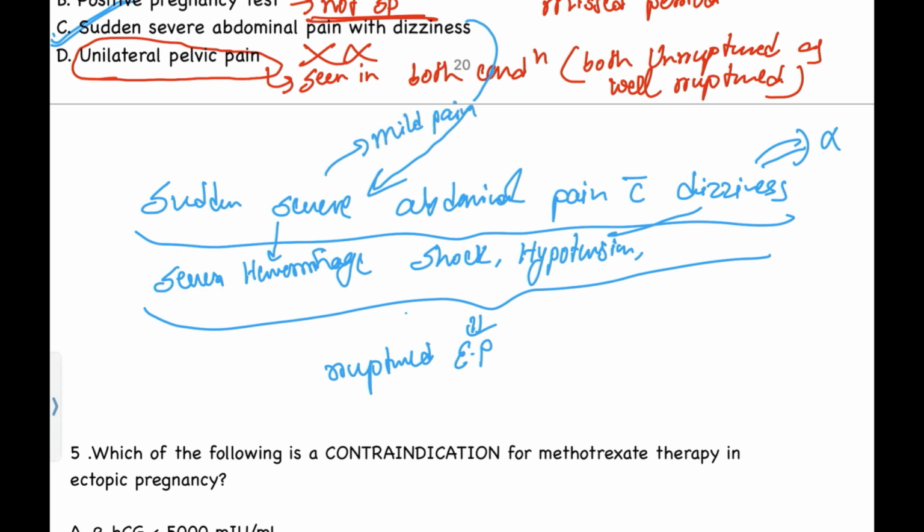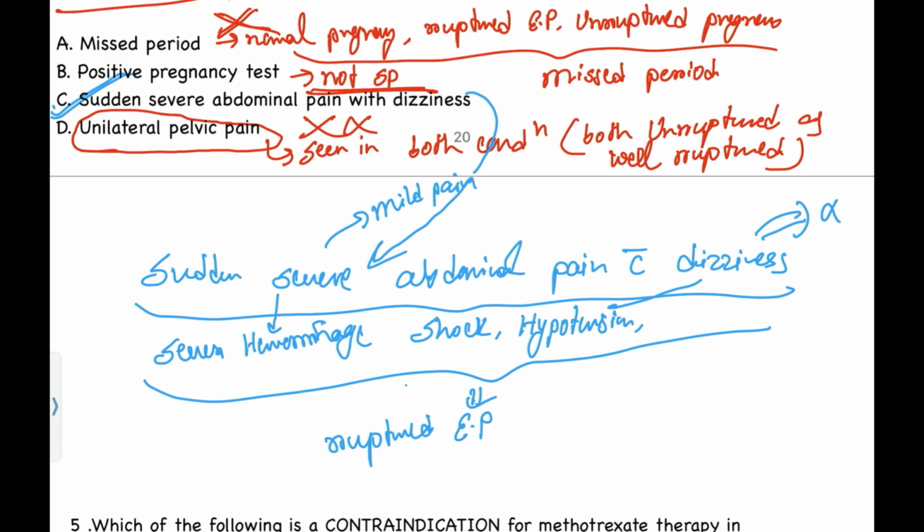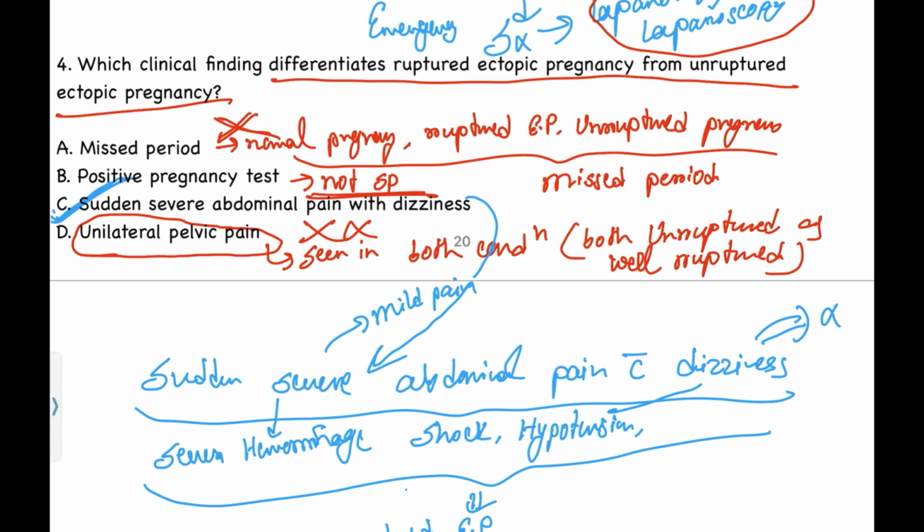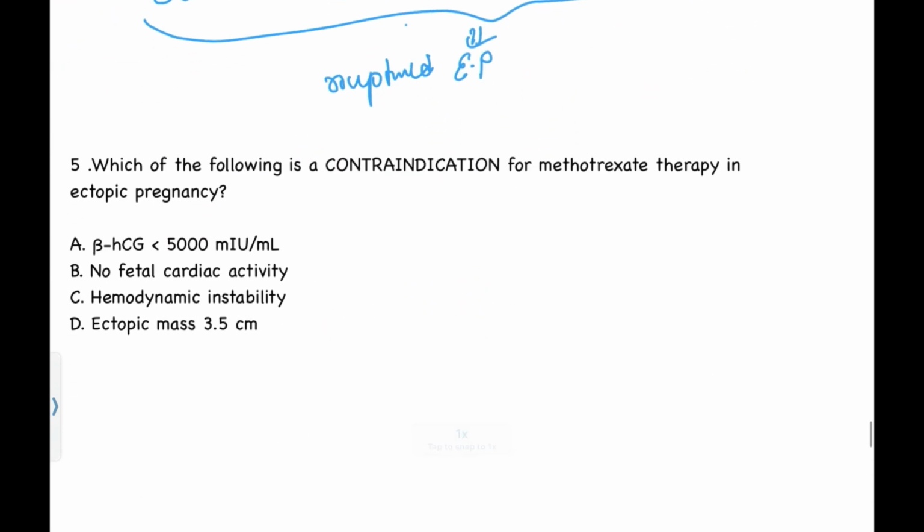So if the mother is complaining of sudden severe abdominal pain with dizziness, then this is a feature of ruptured ectopic pregnancy, not unruptured ectopic pregnancy. That's why question number 4's answer will be sudden severe abdominal pain with dizziness. So option C will be the correct answer. Now move to the next question.